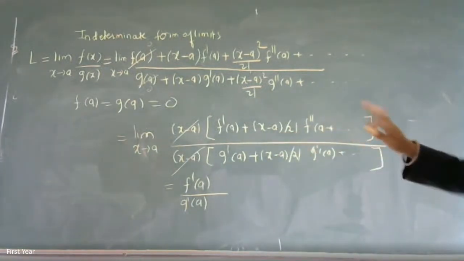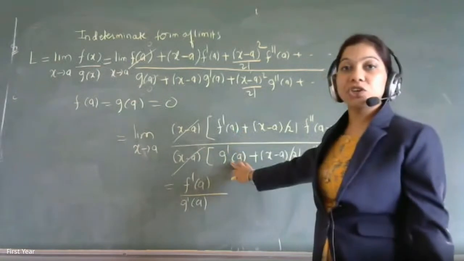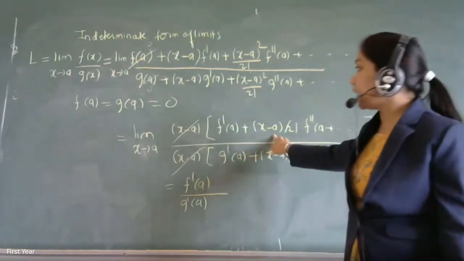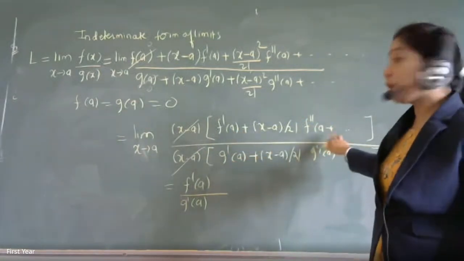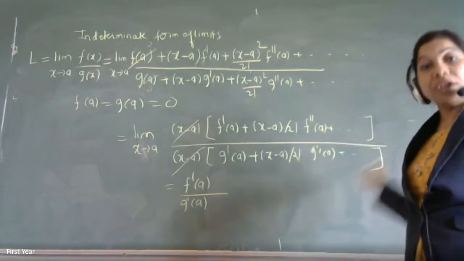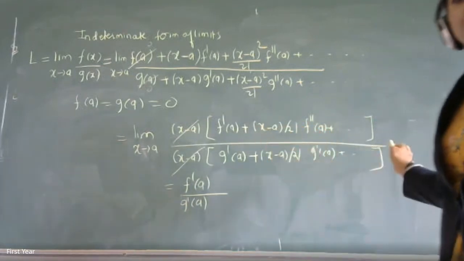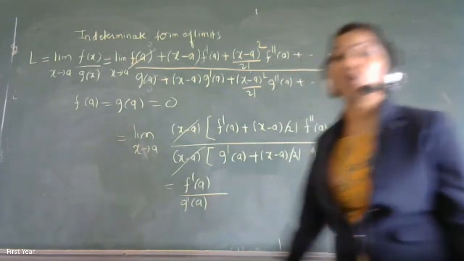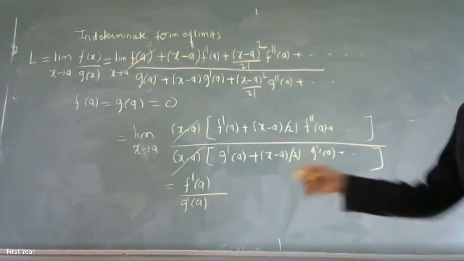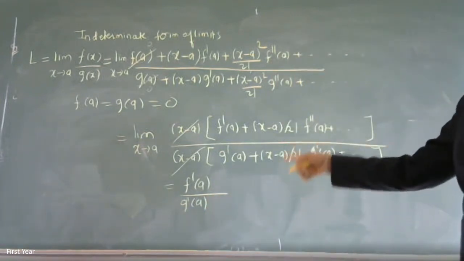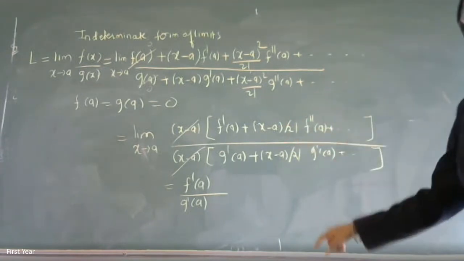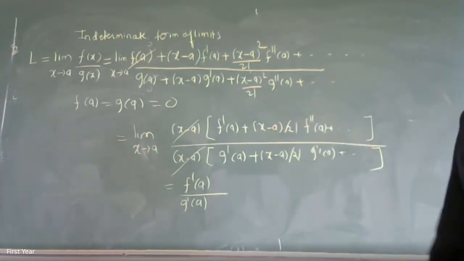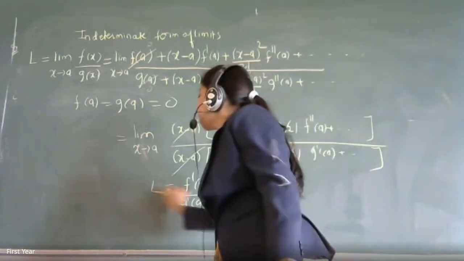The first term does not have x minus a. f dash and g dash do not have x minus a. This has x minus a. The next term has x minus a square. So every term has x minus a, so all of them will become 0 only. F dash by g dash will be the answer. Is this okay? That's why the Hospital rule says numerator derivative, denominator derivative at a. That's your answer, the answer of the limit.